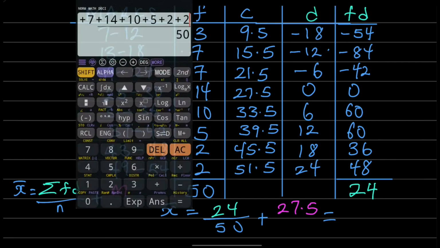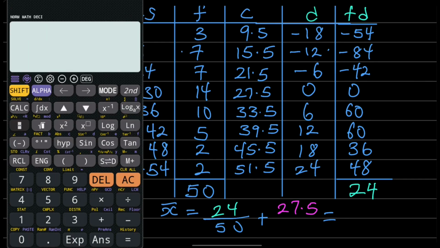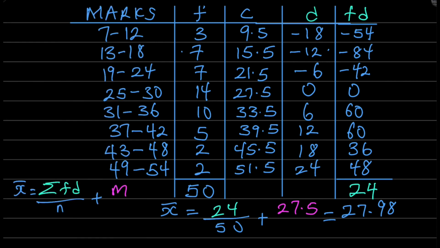So way to go. 24 divided by 50 plus 27.5. Our mean is 27.98. As easy as that. So that is our final answer, and I expect that by the time you are practicing this example using this as your assumed mean, you should get this also as your sample mean.